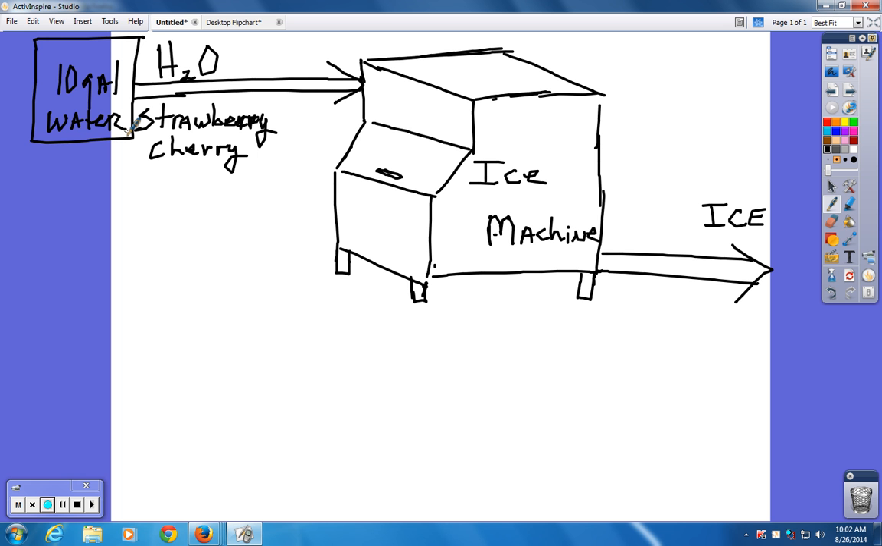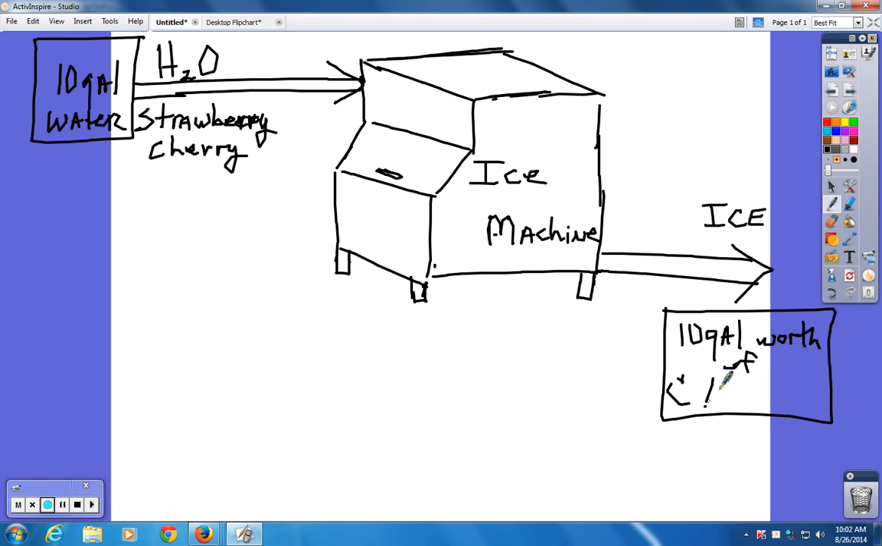But how many gallons of ice will you have? You'll have 10 gallons worth of cherry Kool-Aid ice.